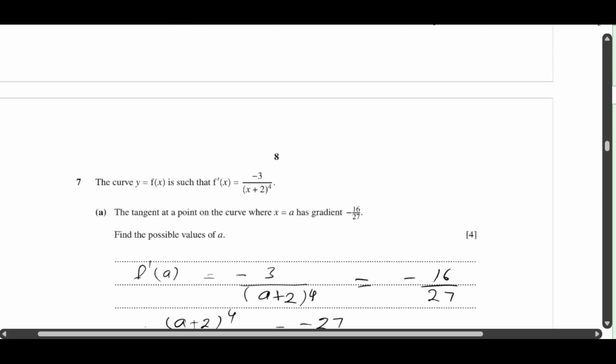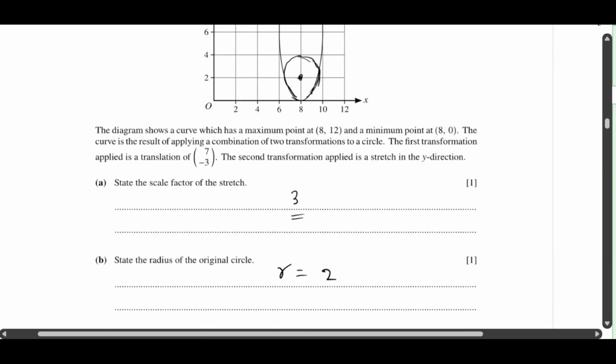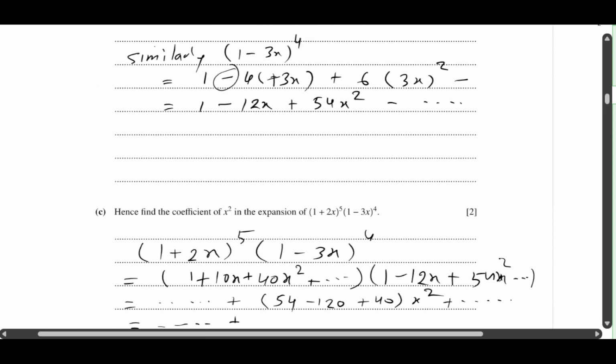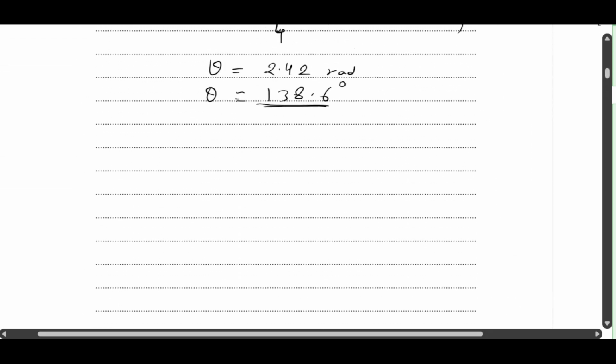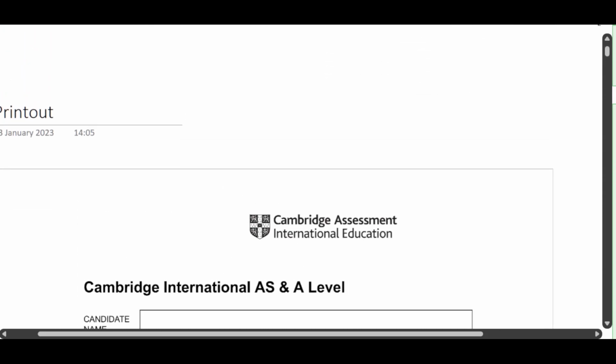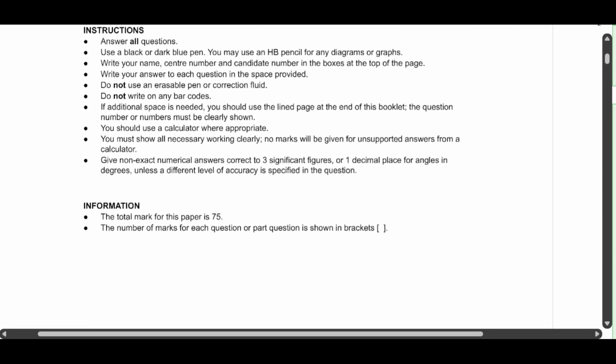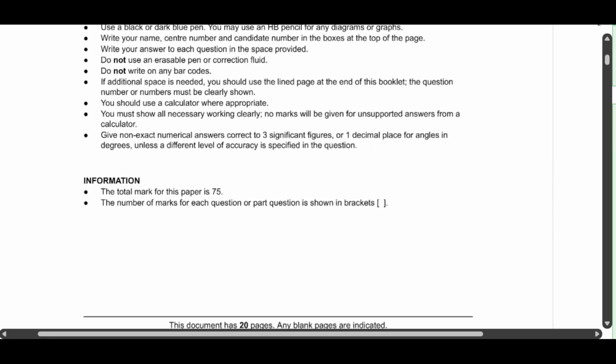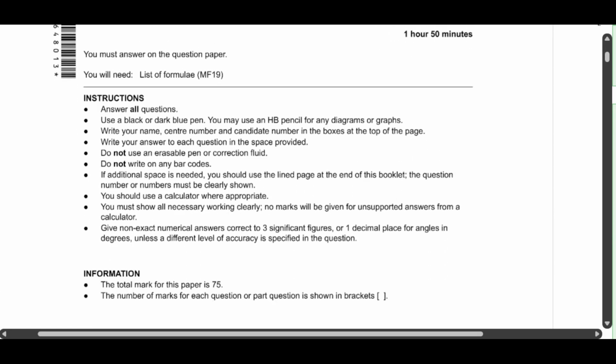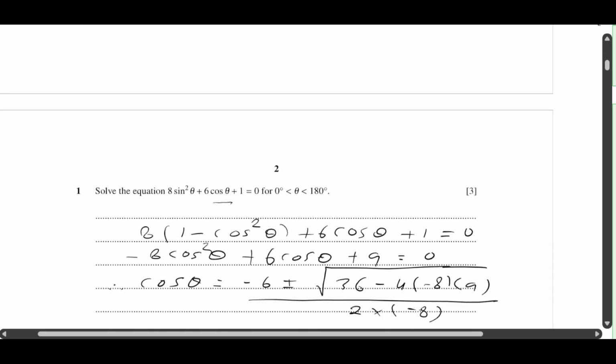This is paper 4. What is the duration for this particular paper? Total marks 75, and at 15 marks per hour, it is nearly 2 hours.